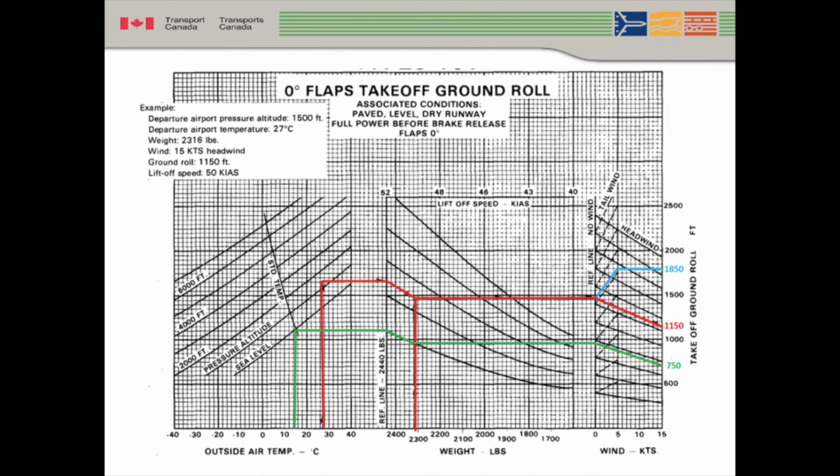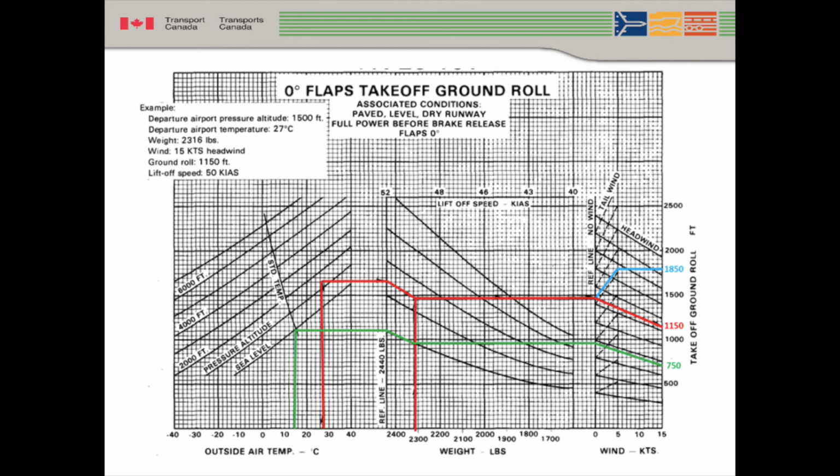So in this case, and all cases that we're going to discuss here, the departure airport has a pressure altitude of 1,500 feet, upper left corner of the chart. Departure airport temperature 27 degrees C. Weight of the aircraft, 2,316 pounds. Wind, 15 knots headwind. Ground roll, we expect 1150. Lift-off speed, we expect 50.